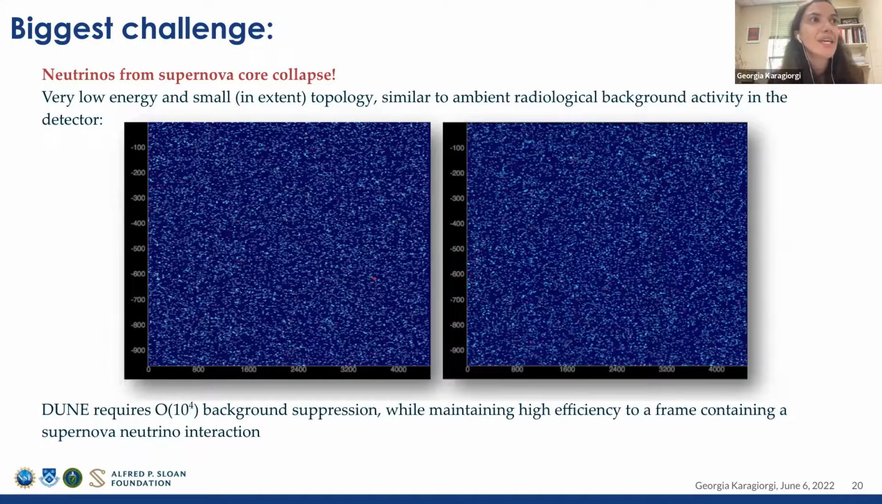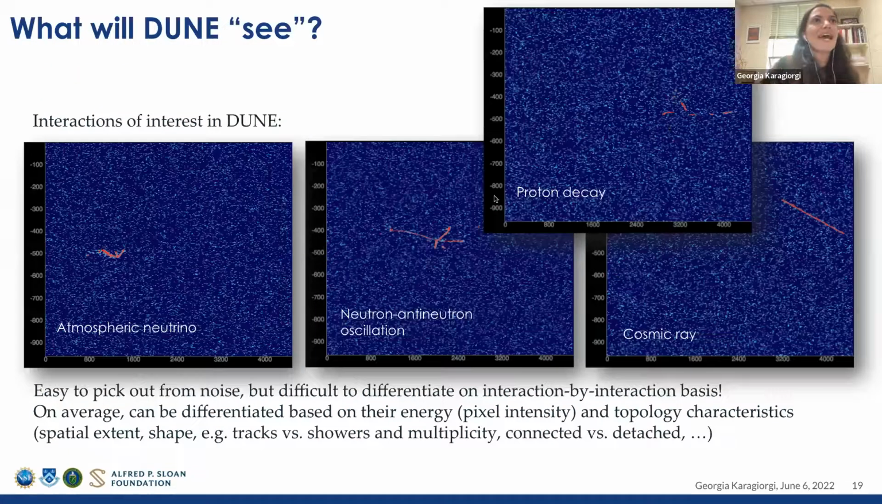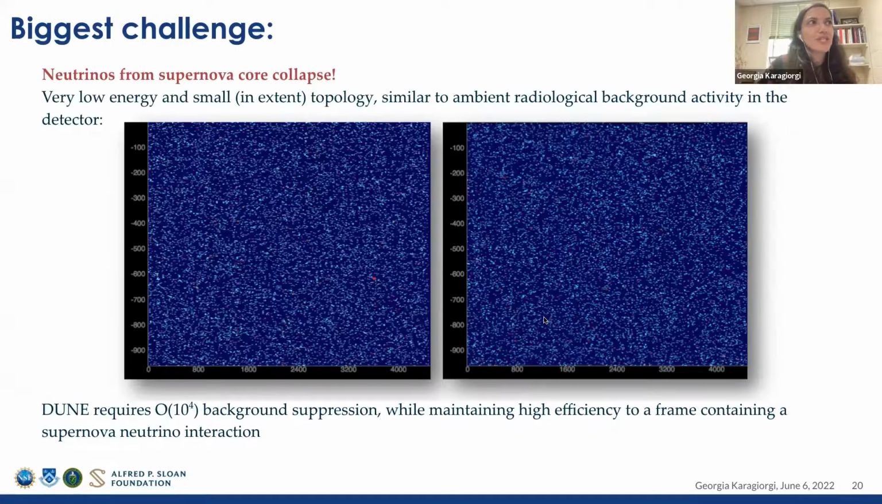Now, what is more challenging than finding these relatively high energy signatures of interest in the DUNE streaming video is a supernova neutrino interaction from neutrinos from a supernova core collapse. So supernova neutrinos are very low energy, and when they do interact in the DUNE detector, they leave behind an imprint which is very small in extent, and it's very, very similar to ambient radiological background activity in the detector.